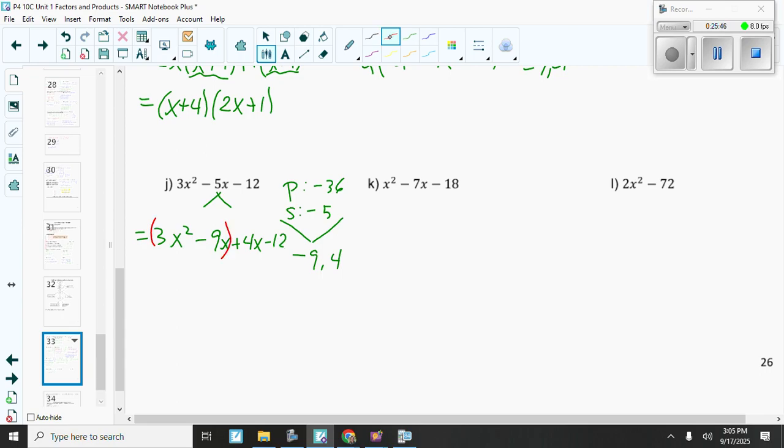Then I'm just going to group these, and I'm going to have to do my greatest common factor. So 3x, x minus 3, and then I can pull 4 out, and I'm left with x minus 3. Now that my brackets are both the same, I can pull those together. X minus 3, and then I get a 3x plus 4.